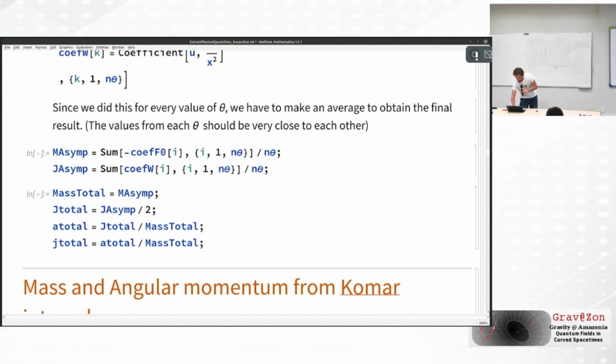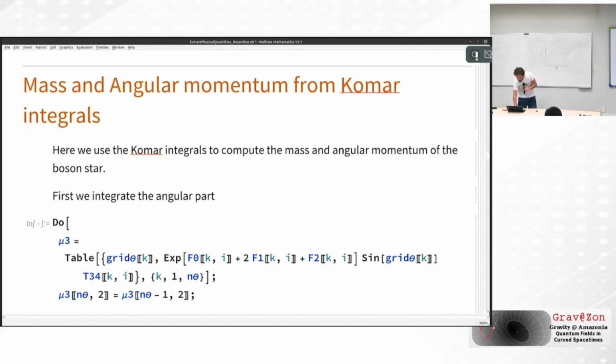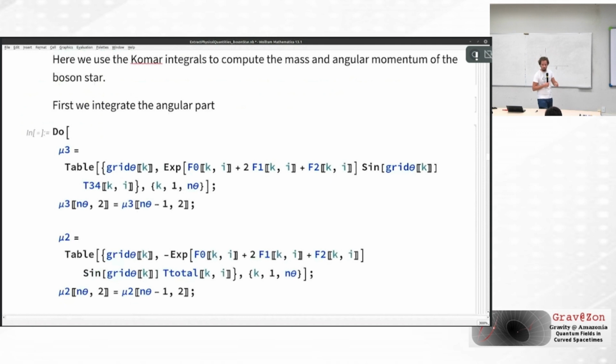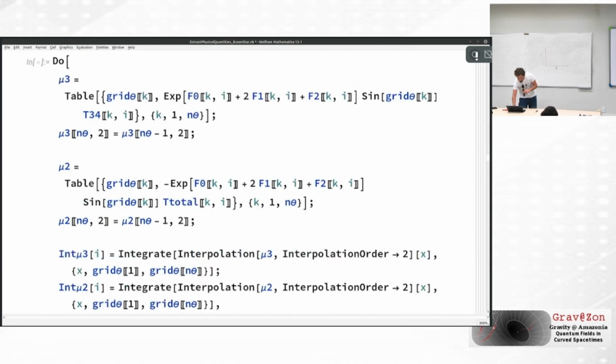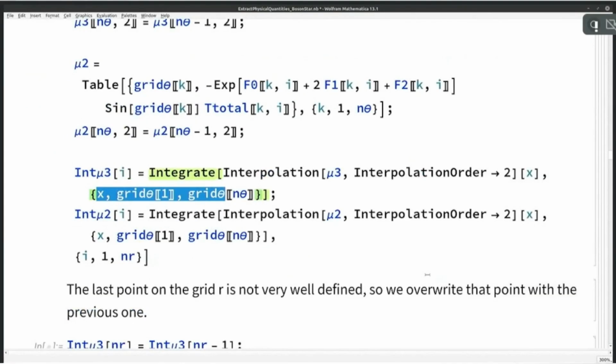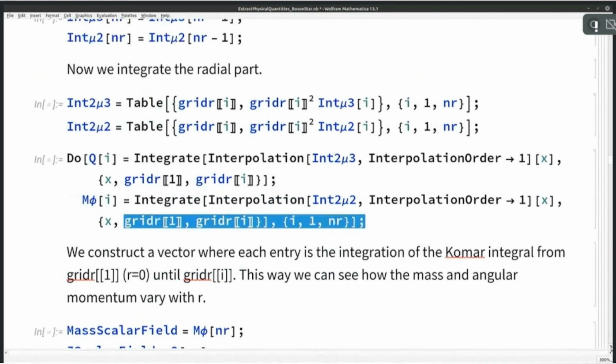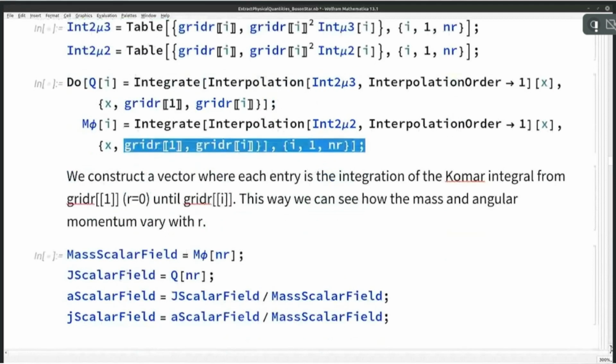You can also, as I said, compute the mass and the angular momentum through the Komar integrals. This is a bit more tricky to do, since we have to do a double integration. You can do first the angular part and then the radial part, or vice versa. Here you can go to those slides and get the expressions, and then try to do a table, to do interpolation, to do an integration. You do that on the theta part, and then you get that result, and you do the same for the radial part. And at the end, you'll have the mass and the angular momentum computed through the Komar integrals.